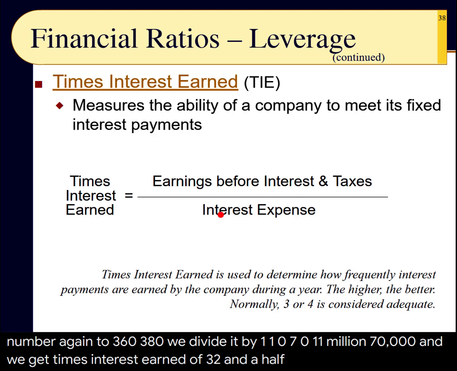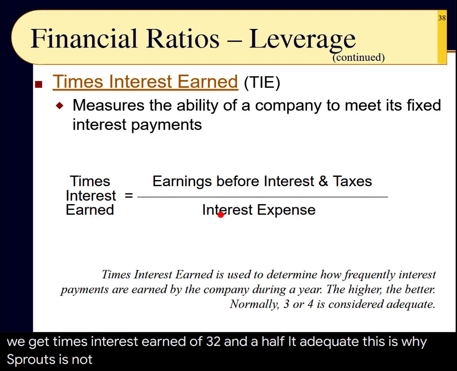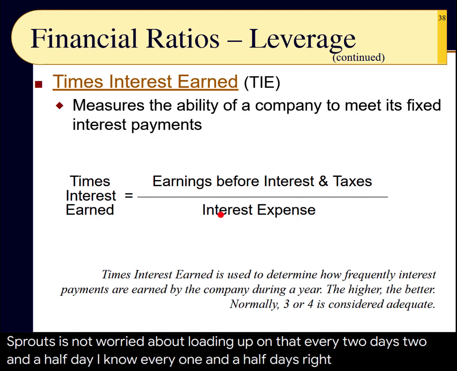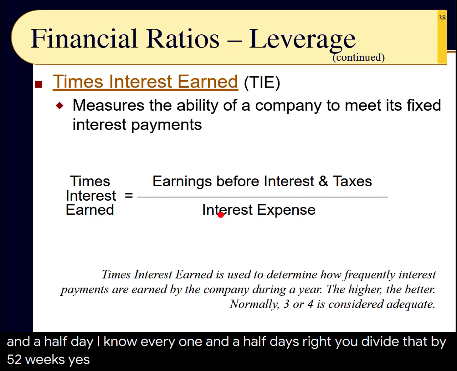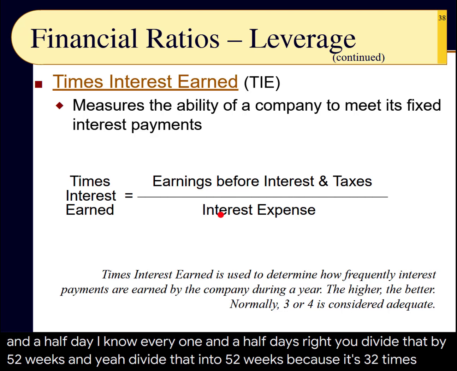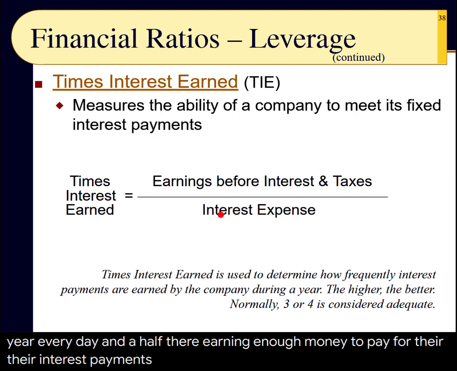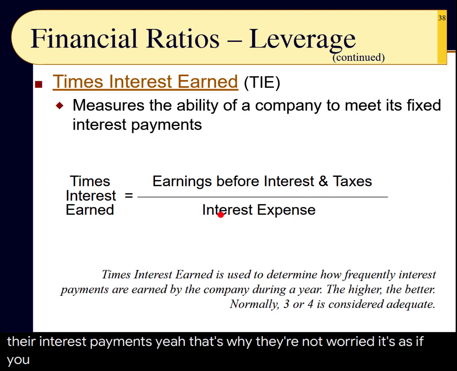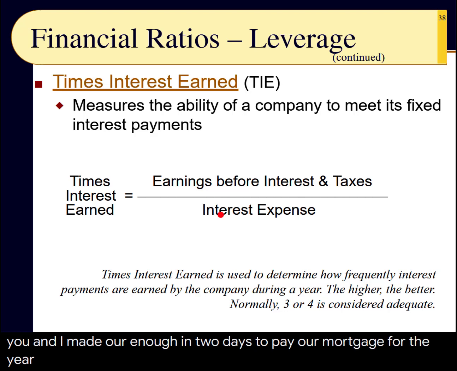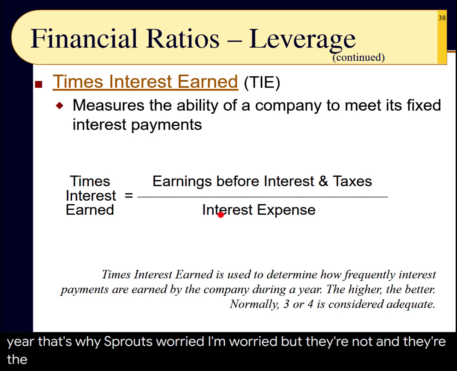So remember, 3 or 4 was considered adequate. This is why Sprouts is not worried about loading up on debt. You divide that into 52 weeks because it's 32 times a year, so every day and a half they're earning enough money to pay for their interest payments. Yeah, that's why they're not worried. It's as if you and I made enough in 2 days to pay our mortgage for the year. That's why Sprouts is not worried. I'm worried, but they're not. And they're the ones writing the checks.